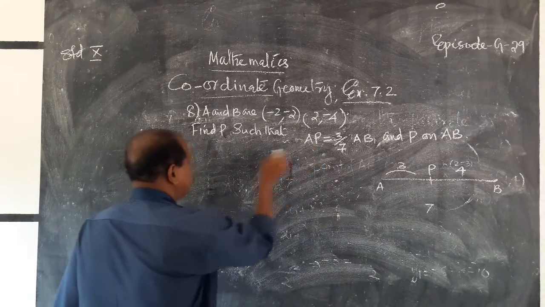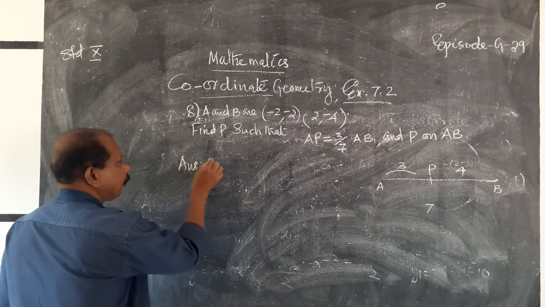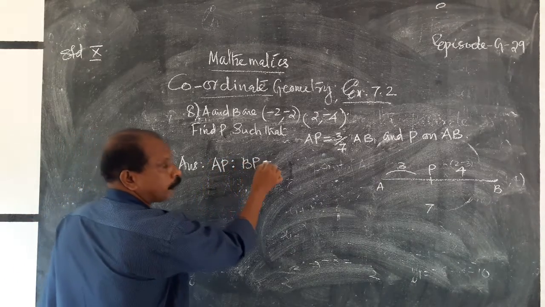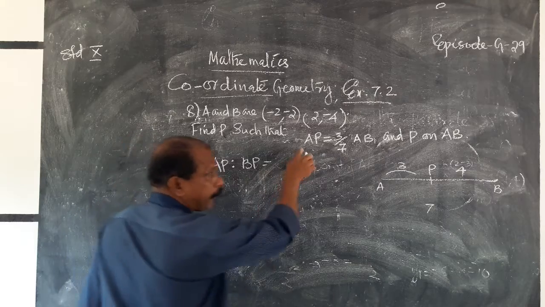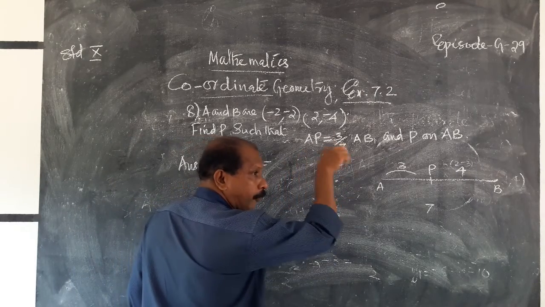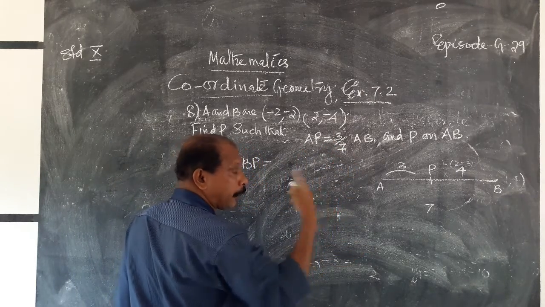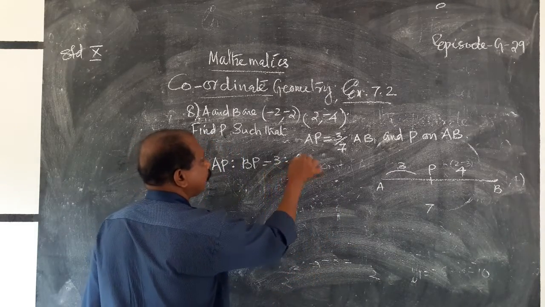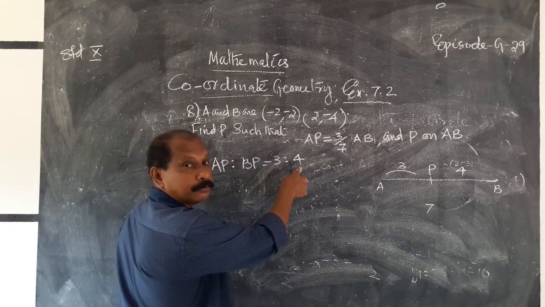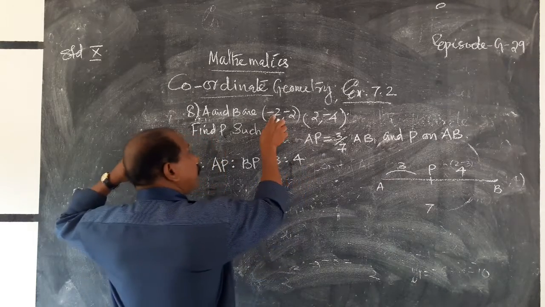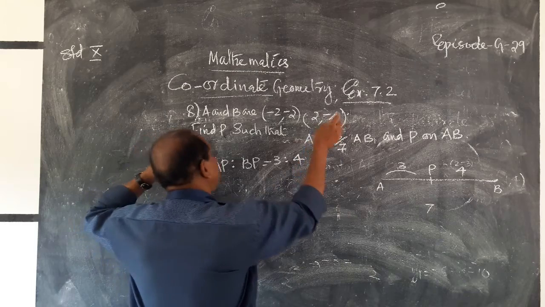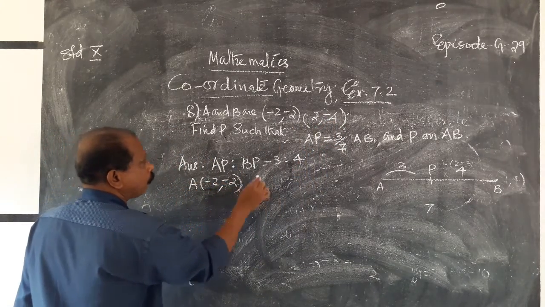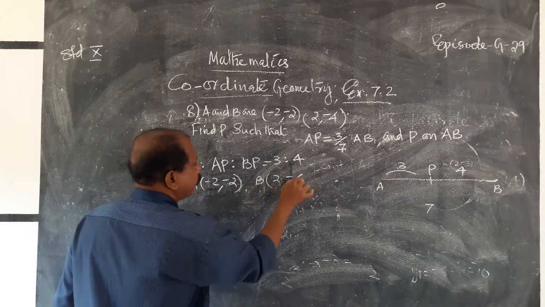From this result, let's answer. AP is to BP is equal to what? AP is the 3 by 7 part of AB. Therefore, PB is the 4 by 7 part of AB. Therefore, it is 3 is to 4. Therefore, AP is 3 and PB is 4. Then this point is (x1, y1) and this is (x2, y2). A is (-2, -2), B is (2, -4).